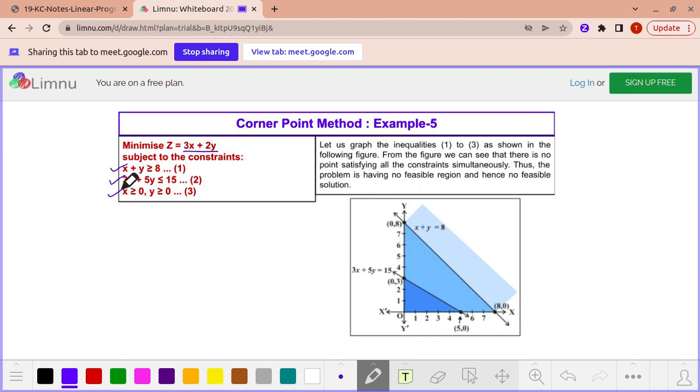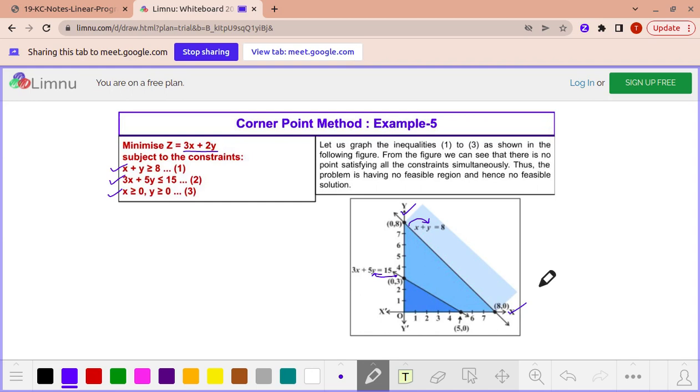As you know, we need to draw the corresponding straight lines in the coordinate system. First one is x plus y equal to 8. So this is the straight line x plus y equal to 8. Second one is 3x plus 5y equal to 15. So this is the one, 3x plus 5y equal to 15. Next one is x equal to 0, that is the y axis, and the other one is y equal to 0, that is the x axis. So we have drawn all the 4 lines.